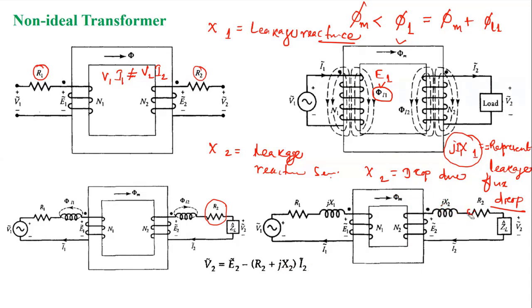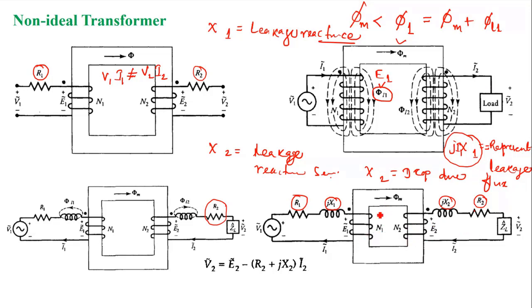Finally it looks like this when you are considering the resistance of the winding and the leakage reactance of the winding, right? Both sides will have one resistance which will represent the resistance of the winding, and X1 in the primary side will represent the drop due to leakage reactance in the primary side. Similarly, X2 will represent the drop due to the leakage flux in the secondary side, and R2 will represent the resistance of the secondary winding, right? Okay, so this is how it is represented.